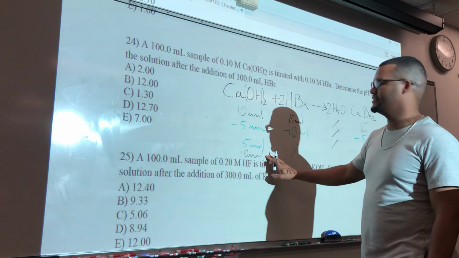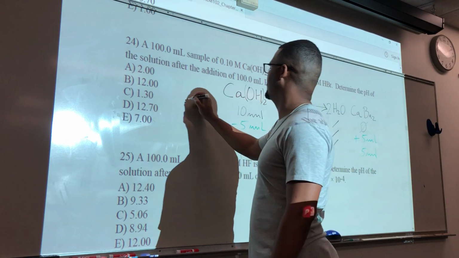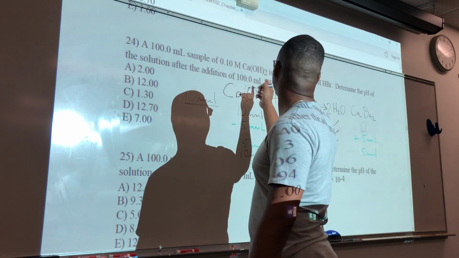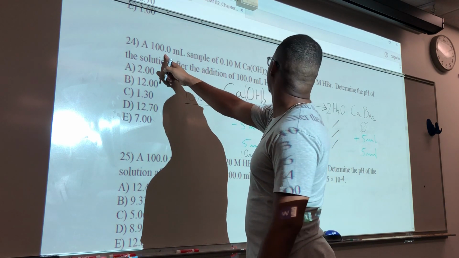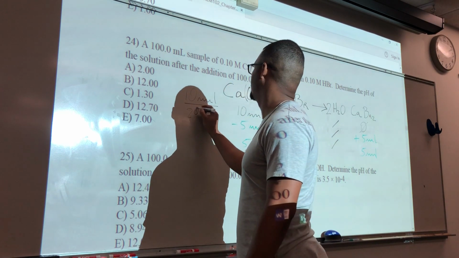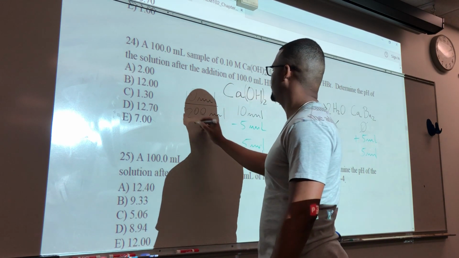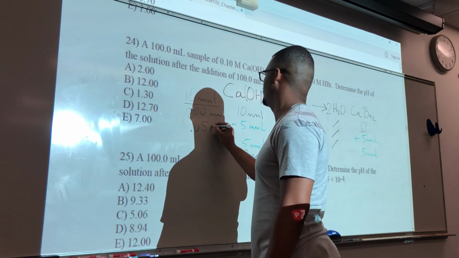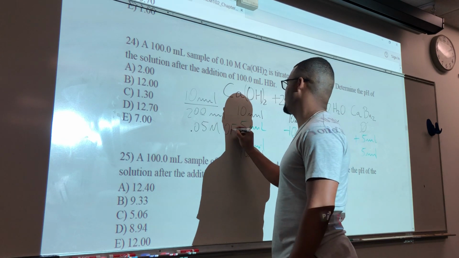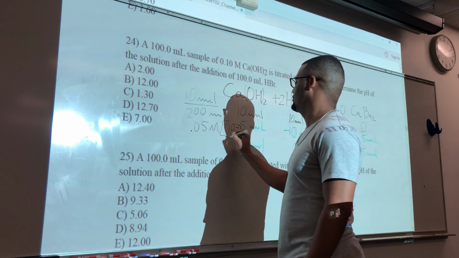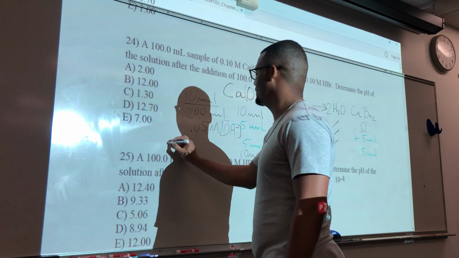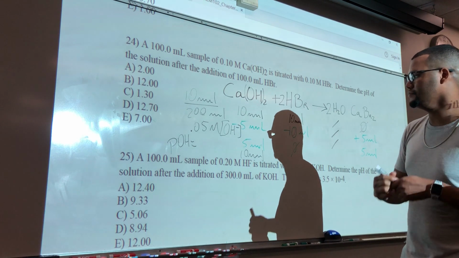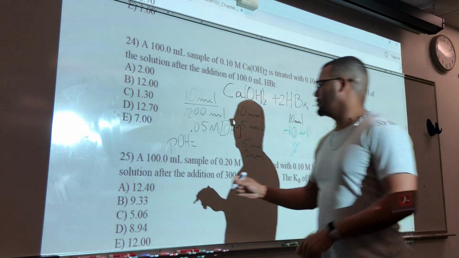So then we only use this. So we divide: 10 millimoles divided by the total volume, which is 200 milliliters. So it's going to be 0.05 molarity of the hydroxide, OH minus. So now we can get pH, or rather pOH, by getting the negative log. If you do that, you get 1.30 as your pOH.